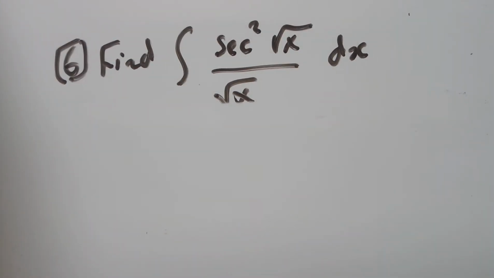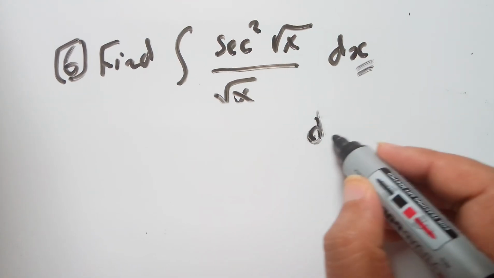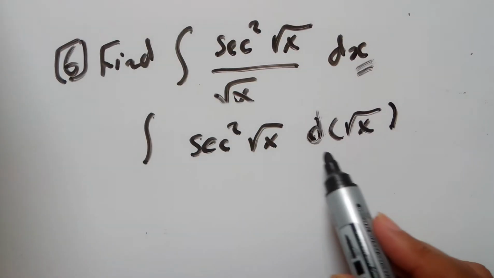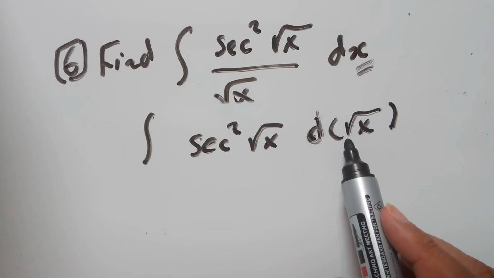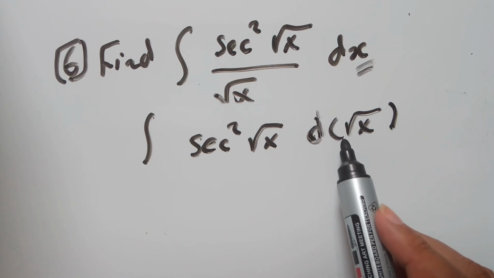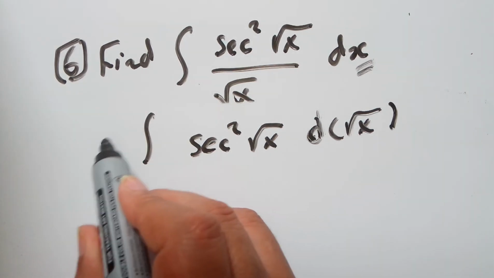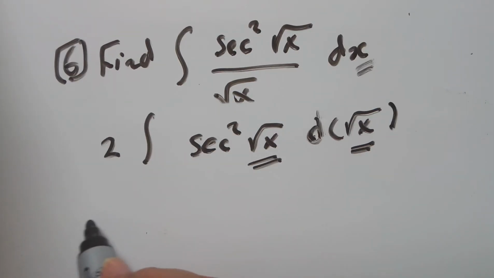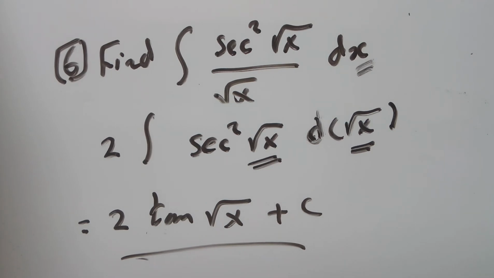Or you can do it directly. If you replace x with radical x here, I want to write d radical x, and here secant square radical x. But the differential for radical x is what? Half x to the power negative half dx. Then here you will multiply by 2. Now radical x over radical x. Then apply the rule. It will be 2 tangent radical x plus c. I think the same answer.